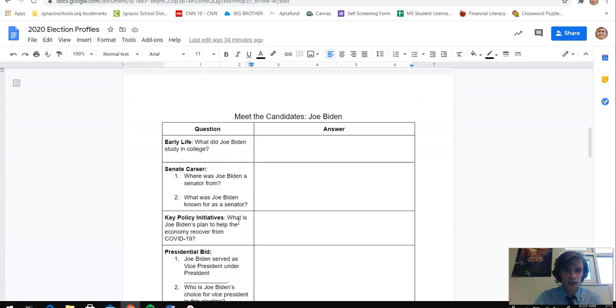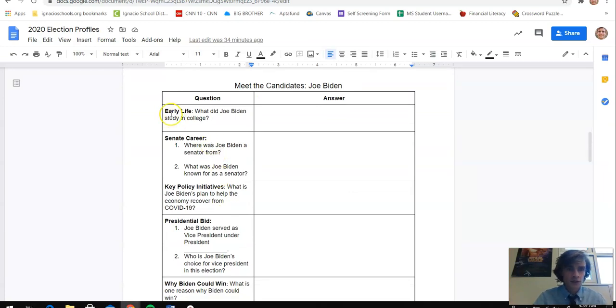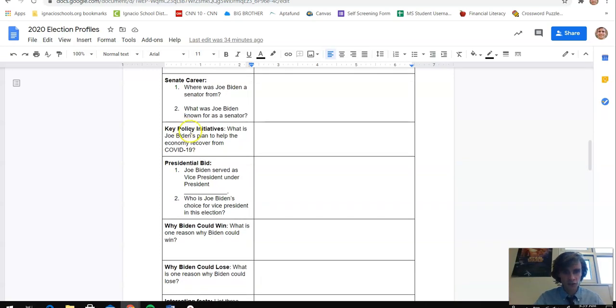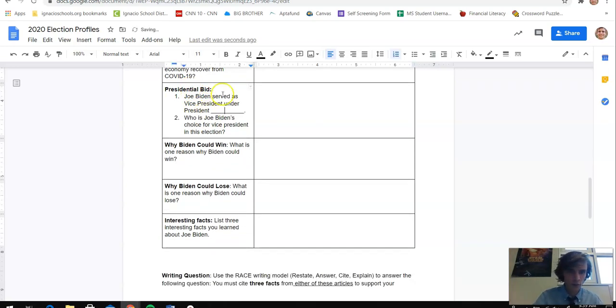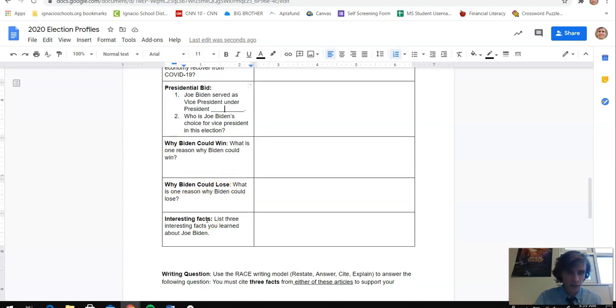On the back is former Vice President Joe Biden. So the first heading is early life. So the question is what did he study in college? Then it talks about his Senate career, and there are 2 questions to answer here. Key policy initiatives, what is Joe Biden's plan to help the economy recover from COVID-19? Presidential bid, so again, these match up with the headings of the article. So what president did he serve under as vice president? Hopefully you know this one already. And then who is his choice for vice president in this election? Again, why Biden could win, why Biden could lose. And then 3 interesting facts about Joe Biden.